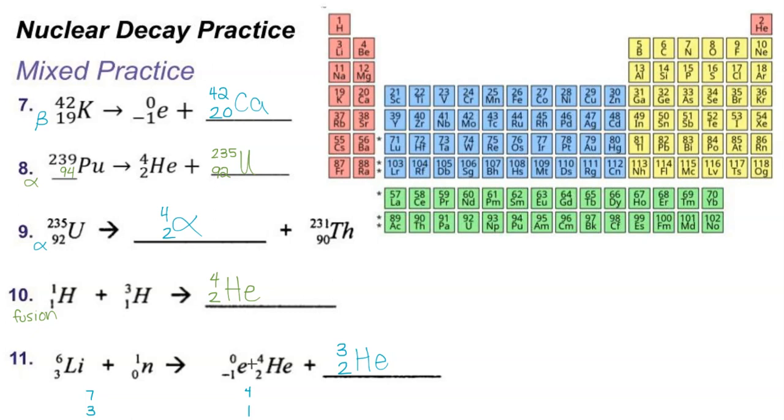So in this decay equation, we're producing a beta particle, an alpha particle, and a new helium isotope in this reaction. So this would be fission, breaking apart of a larger nucleus here. So this is fission, using this neutron to break apart that lithium nucleus into 2 smaller nuclei.